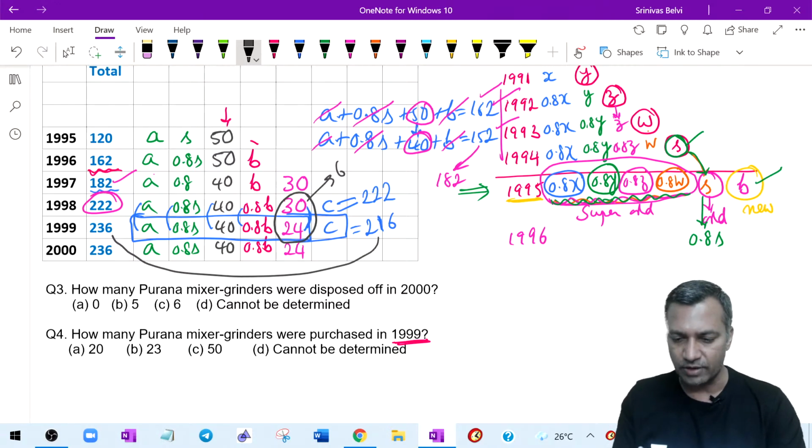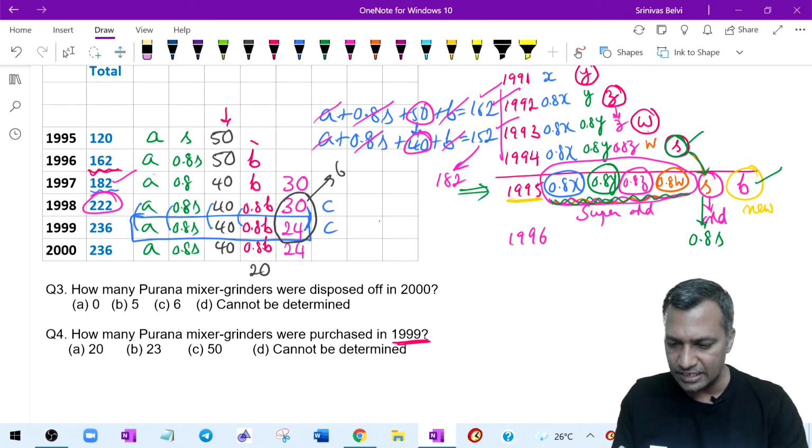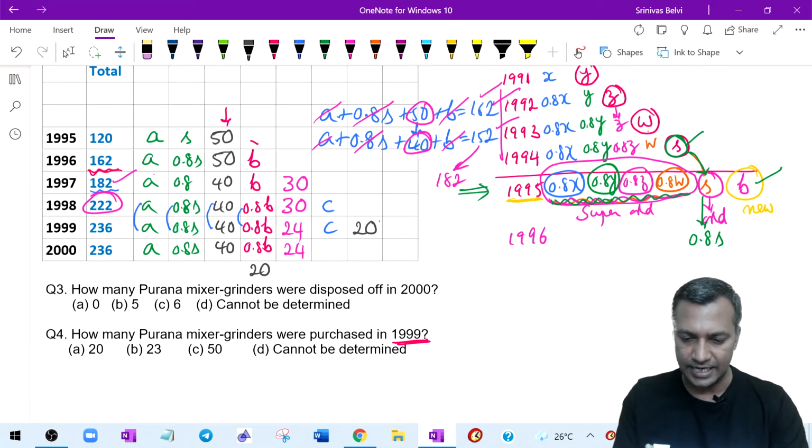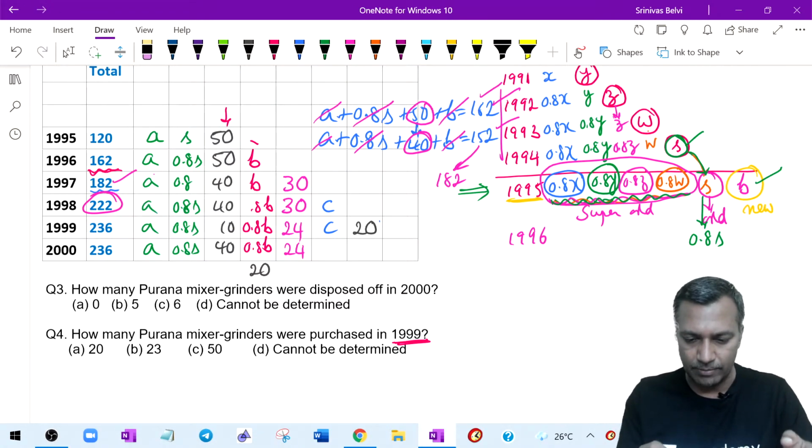How many new pieces were manufactured? Therefore, 20 new pieces were manufactured, which I can write here. I hope you are getting this particular idea. The 20 new were manufactured. So when you go to the next year, you will not be able to find it once again.